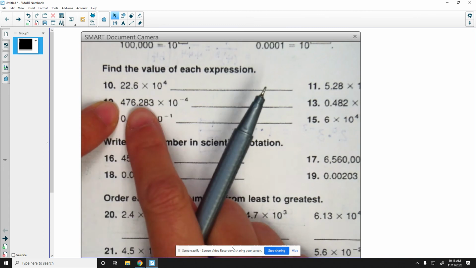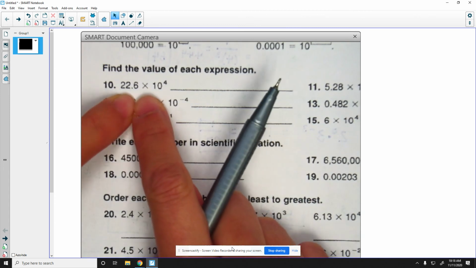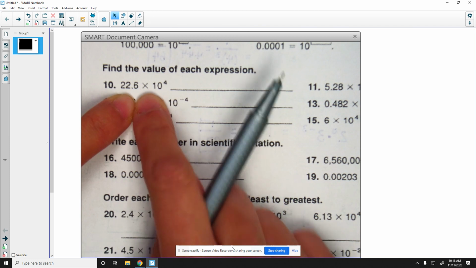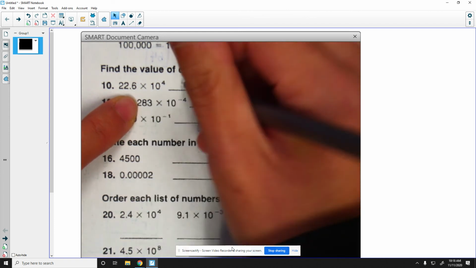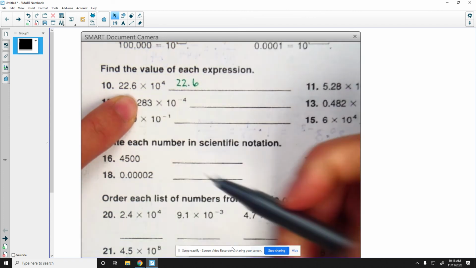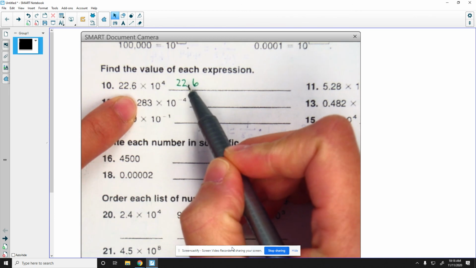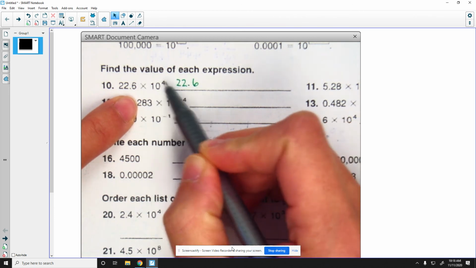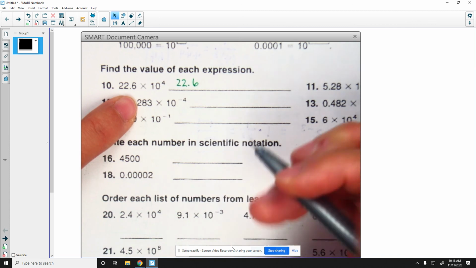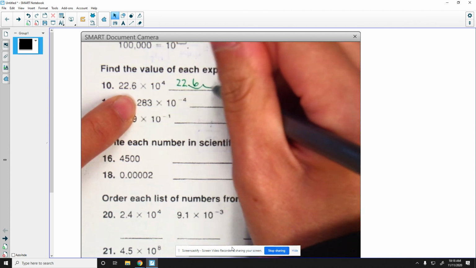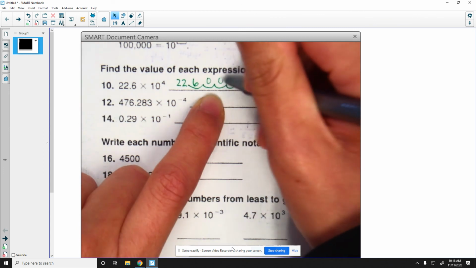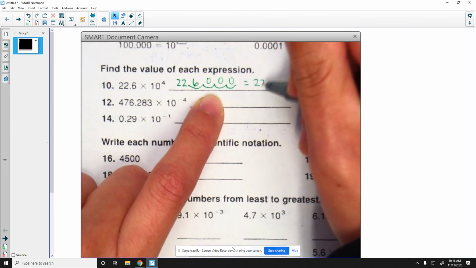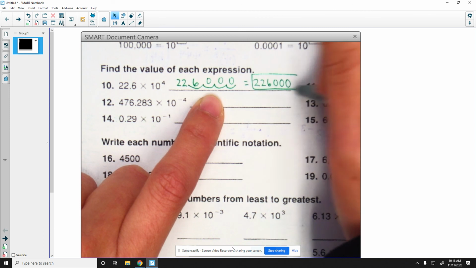All right, let's skip number 7, 8, 9. Let's do number 10. For this one, I start with 22.6, and I'm moving my decimal. How many times? 4, because it's to the 4th power, left or right? Right, because it's positive. 1, 2, 3, 4. So I'm actually just adding 3 zeros as placeholders. My final answer is 226,000.